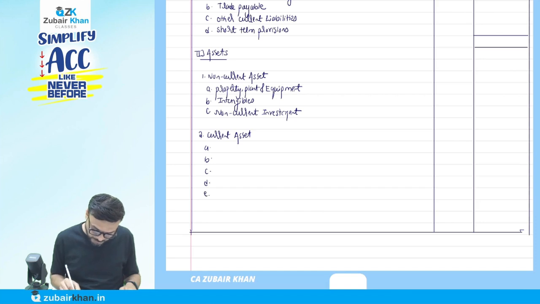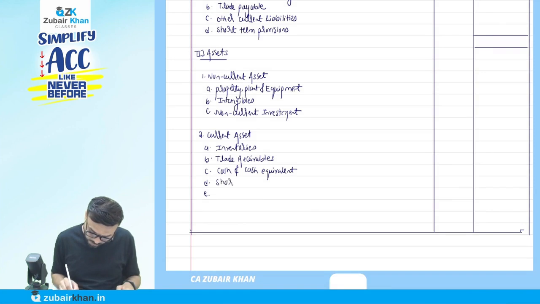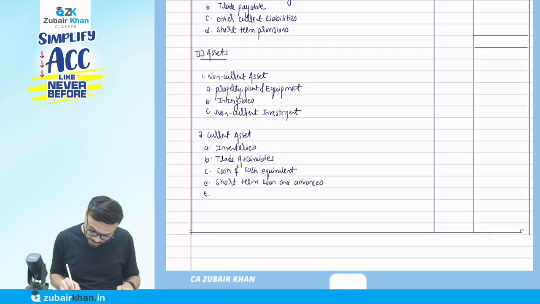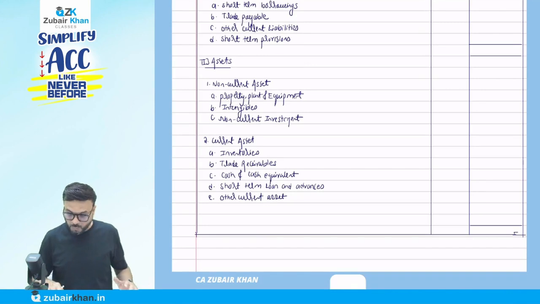Write down there now: inventories, trade receivable, cash and cash equivalent, then short-term loan and advances, other current asset. Now we will write it on notes to account number.